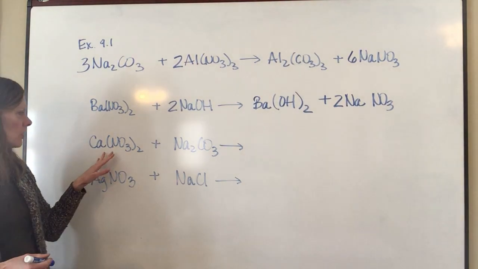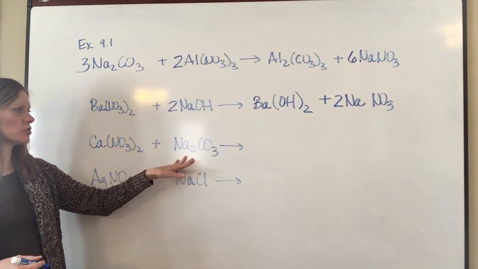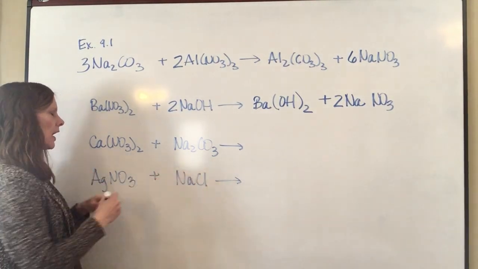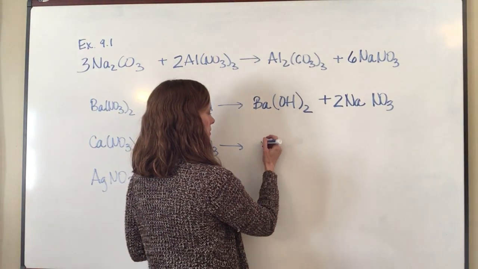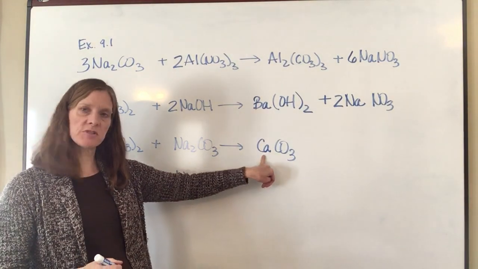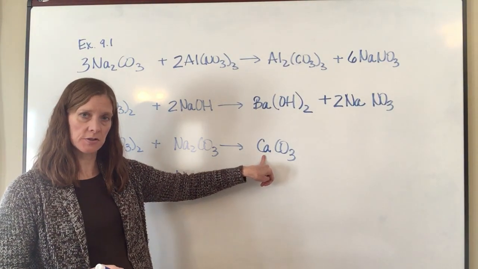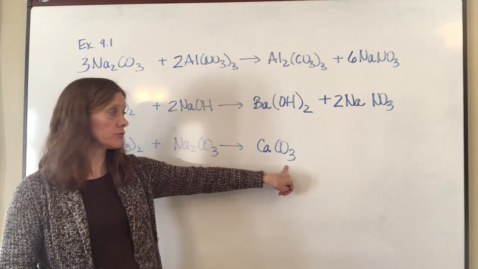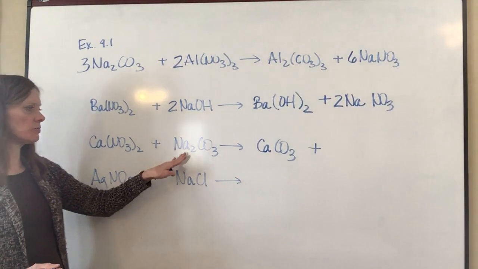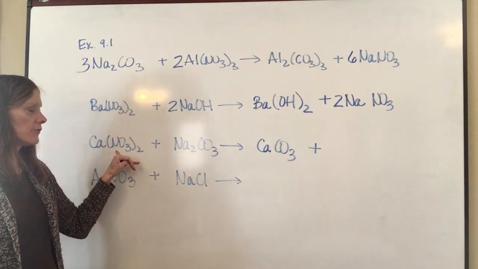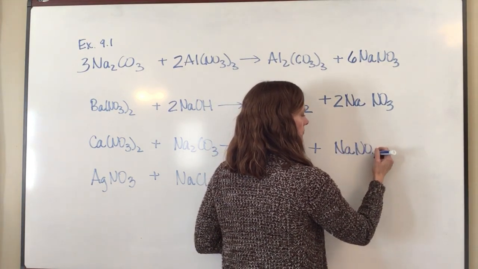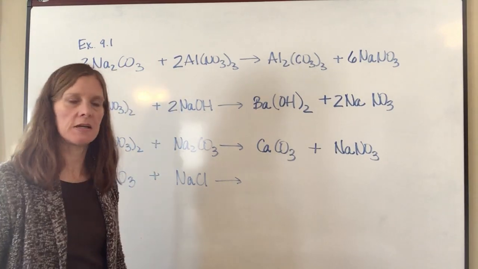Okay, so calcium nitrate is mixed with sodium carbonate, so the positive ion here is going to mix with the negative ion over here. So that means I'm going to put the calcium with the carbonate. Calcium's in the second column on the periodic table. It has a positive 2 charge. Carbonate has a negative 2 charge, so this is balanced just the way it is. My other product is going to be the sodium from here and the nitrate from over here. Sodium has a positive 1 charge and nitrate has a negative 1 charge, so it's just going to be NaNO3.